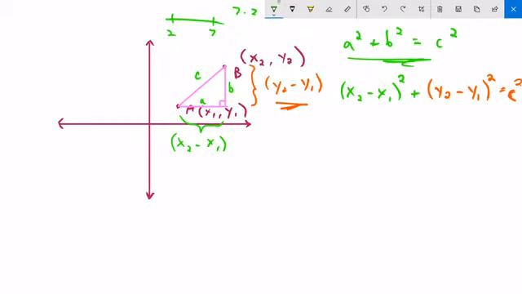So we don't want c squared. So if I wanted to get rid of this little squared over here, how do I get rid of it? I take the square root, right?